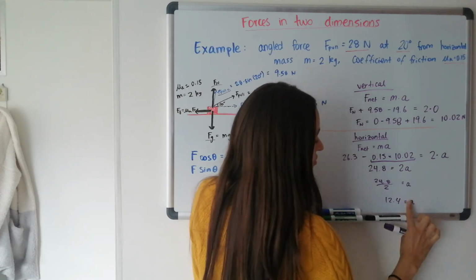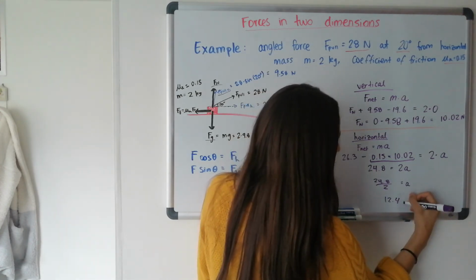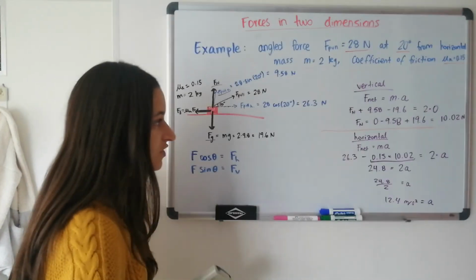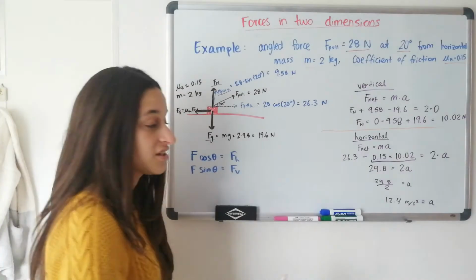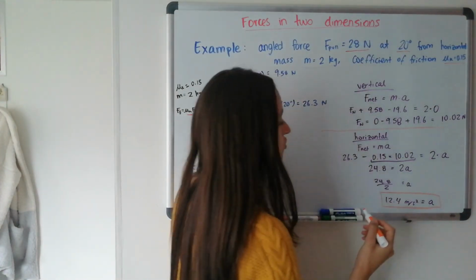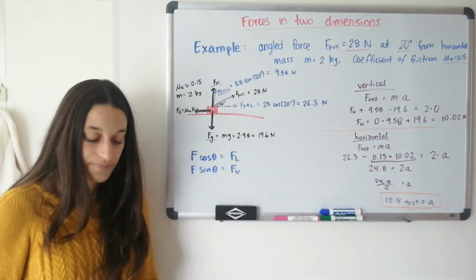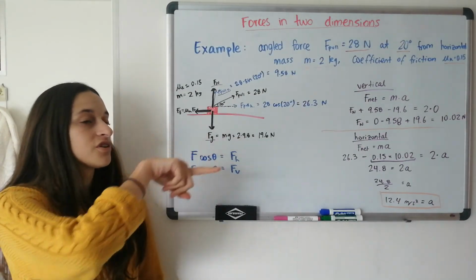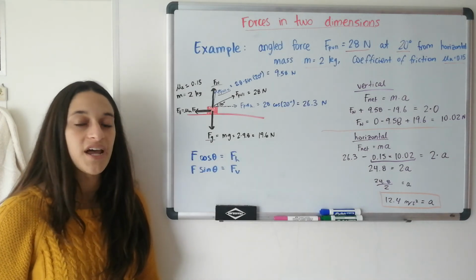12.4, remember the units. The units are meters per second squared. So that is our final answer: the acceleration of the block will be 12.4 meters per second squared in the right direction. So that's it. That's how you solve this problem for the horizontal acceleration of the block with an angled force.